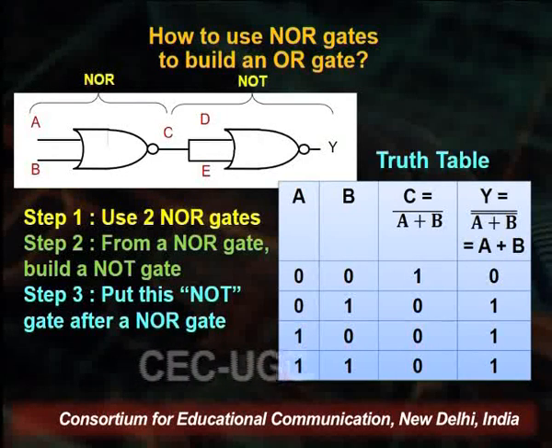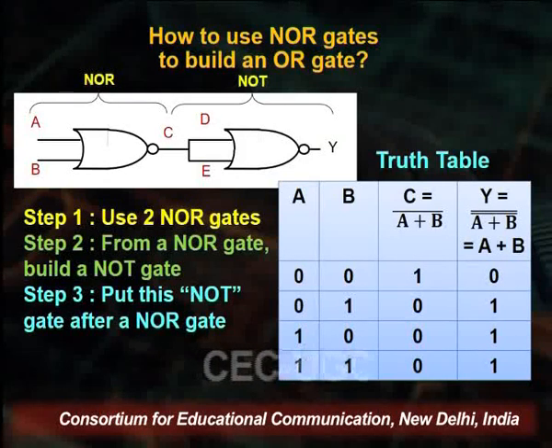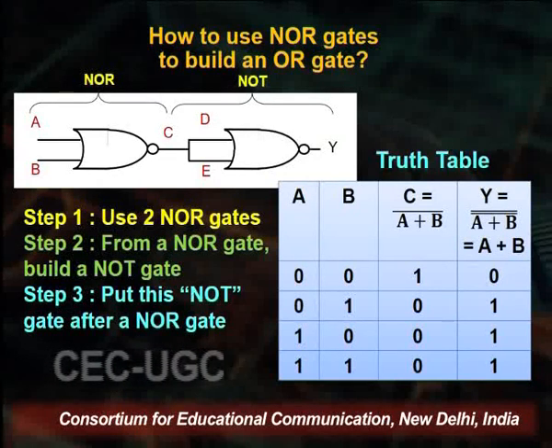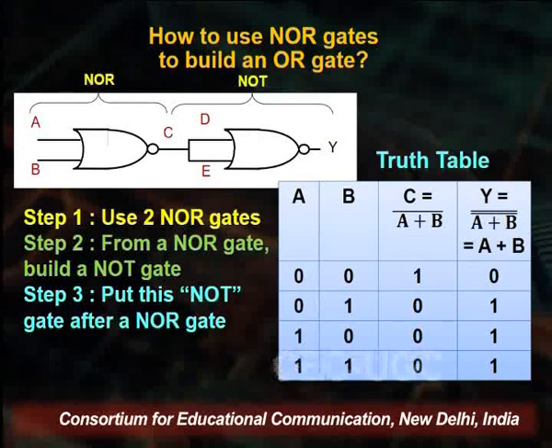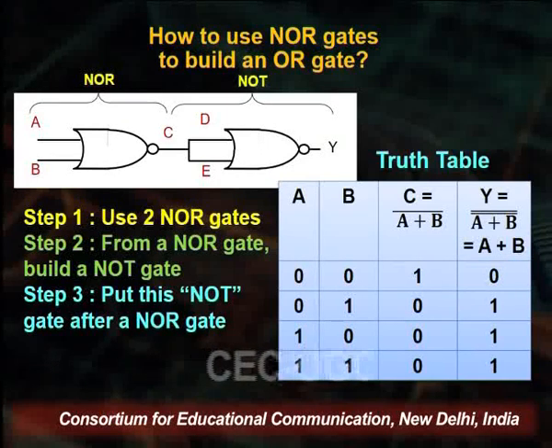For A equal to B equal to 1, C, which is the output of the first NOR gate, comes out to be equal to 0, and again 0 is simultaneously fed to both the inputs of the second NOR gate, and the output again comes out to be equal to 1. So, comparing A, B and Y, we can see that for the input combination 0 0, Y is equal to 0. For 0 1, it is 1. For 1 0, it is 1. And for 1 1, it is 1.